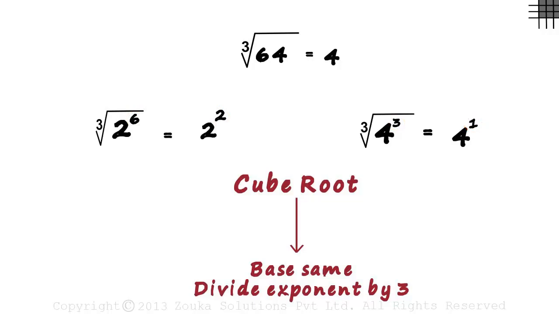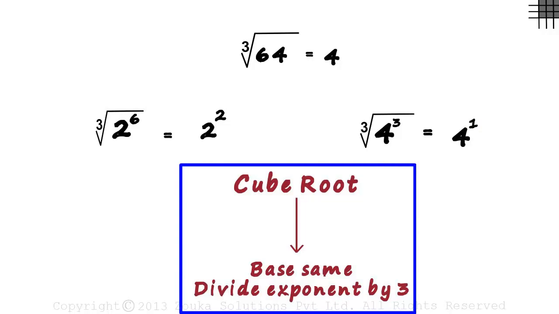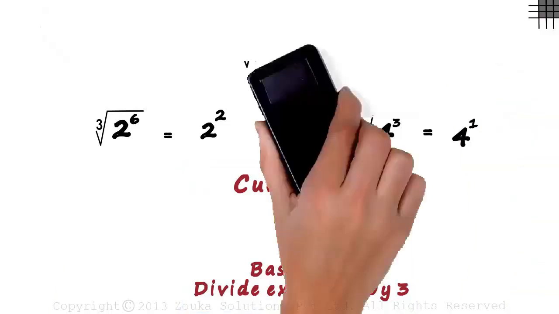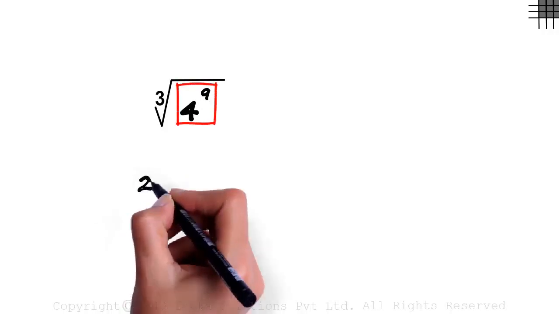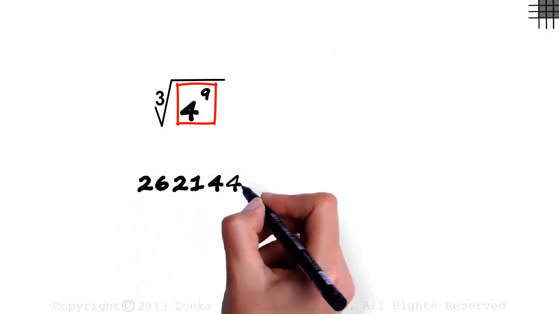Remember, when we take a cube root of a number in exponential form, we should keep the base same and divide the exponent by 3. Let's quickly look at a couple of examples. Say we want to find the cube root of 4 raised to 9. The base actually equals 262,144. Imagine finding the cube root of this big number.